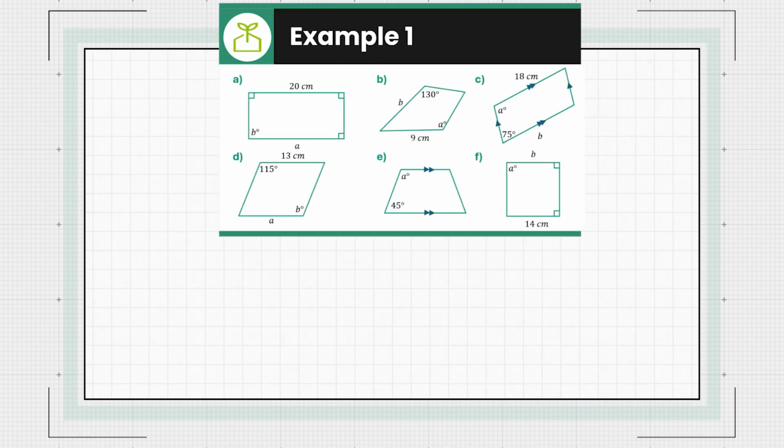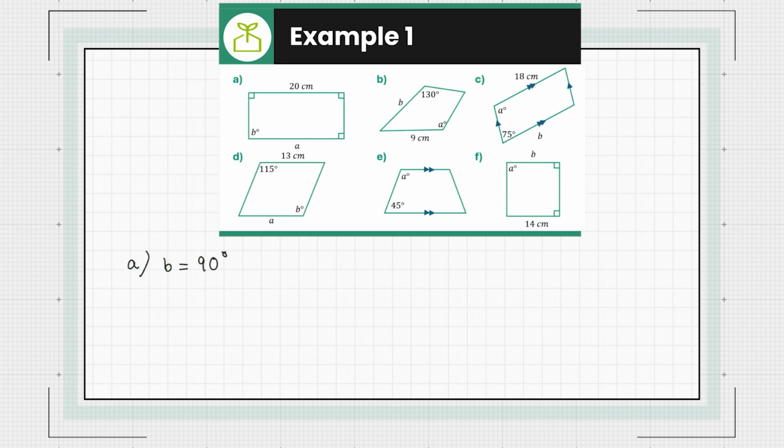Okay, welcome back. So in this video we're going to be using the properties of special quadrilaterals in order to solve for unknown values. So let's get started. If we look at what we ultimately have, it looks like a rectangle. Now with a rectangle, we know that each of the angles is going to be equal to 90 degrees. So we can already say that B is equal to 90 degrees.